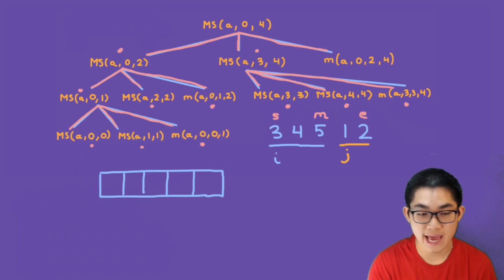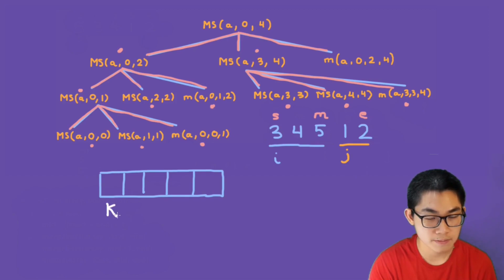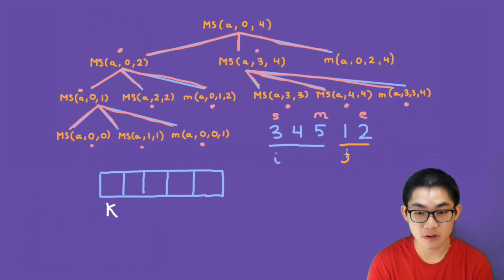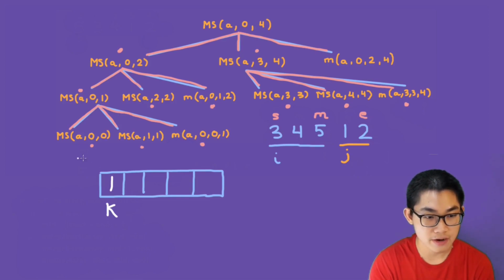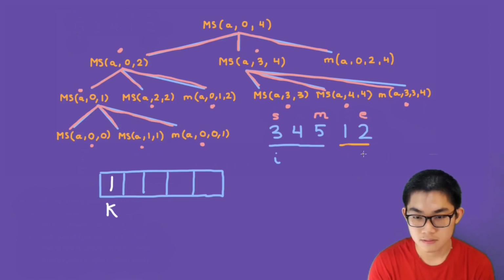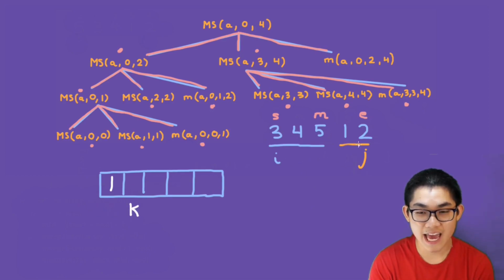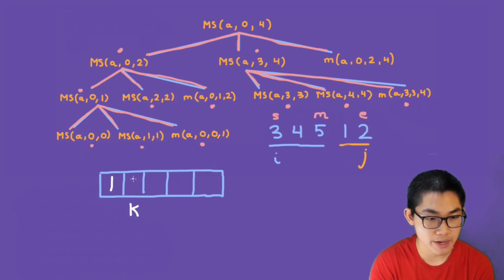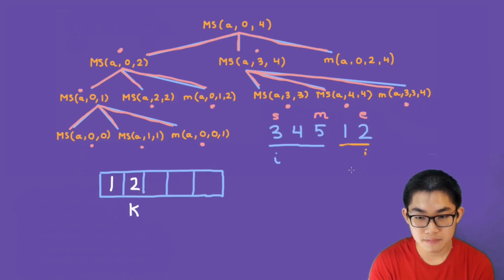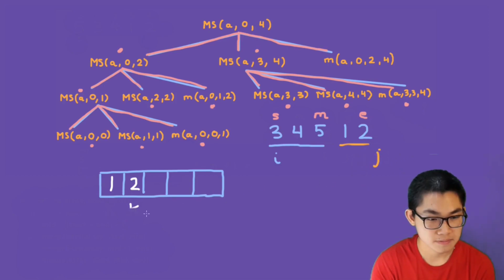And we also put k onto our temporary array. Well, which one has the smaller number? Well, j has the smaller number at 1, so we put 1 right here, and then we move j up. We also move k up. We look at I and j, and j has the smaller number at 2. So we put 2 into our temporary array. We move j up, and we also move k up.